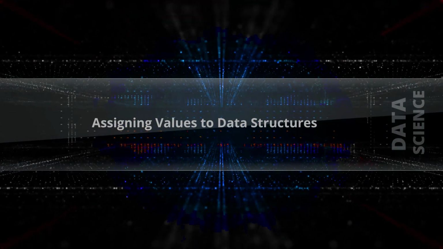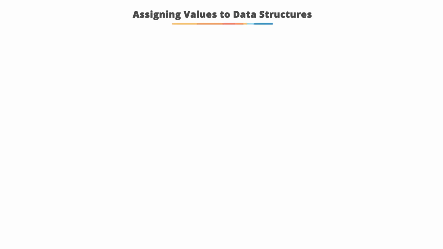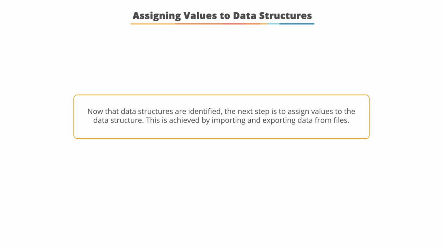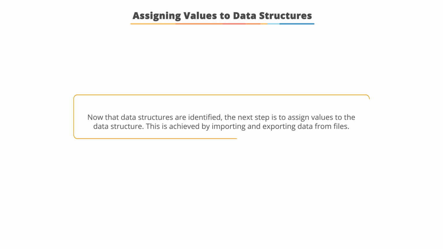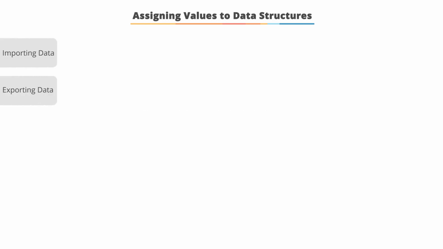Assigning values to data structures. Now that these data structures are identified, the next step is to assign the values to the data structures themselves. So we're going to achieve this by importing and exporting data from these files. There are 4 ways we can import data, and then I'm going to tell you about another one as well.